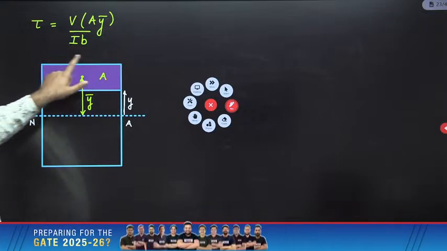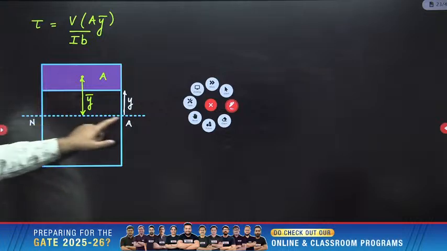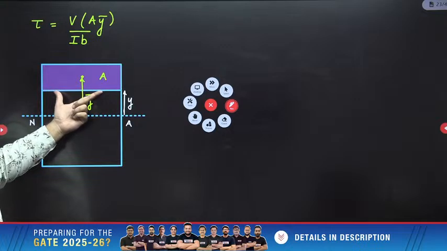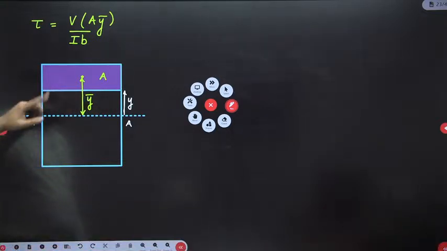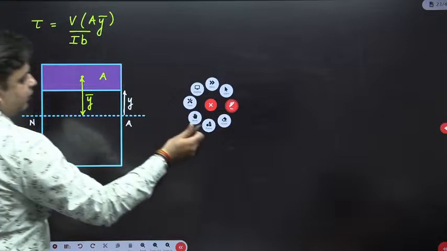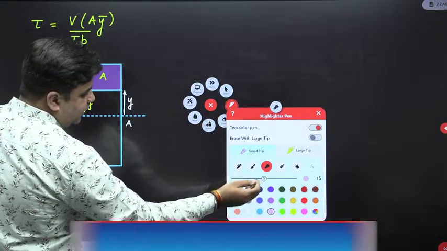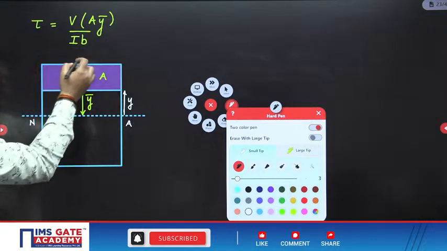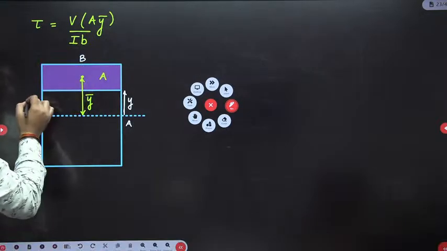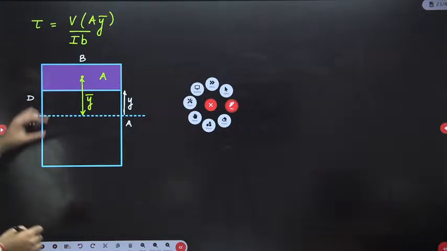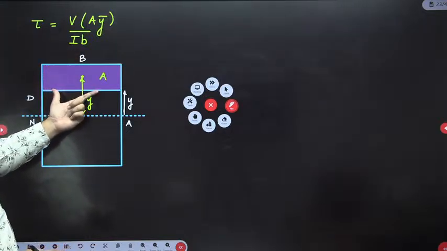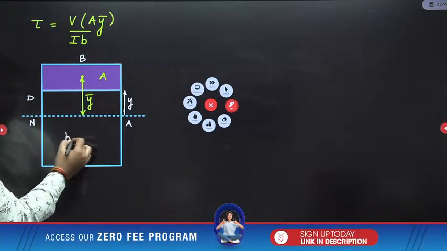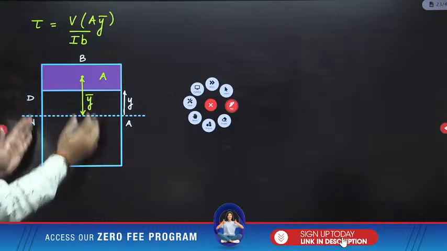I is the moment of inertia of the cross section about the neutral axis, and B is the width of the section at this fiber. Means here, if you have a cross section of width B and depth D, what will be the value of small b? At this fiber, the value of small b will be equal to capital B, because the width is uniform.